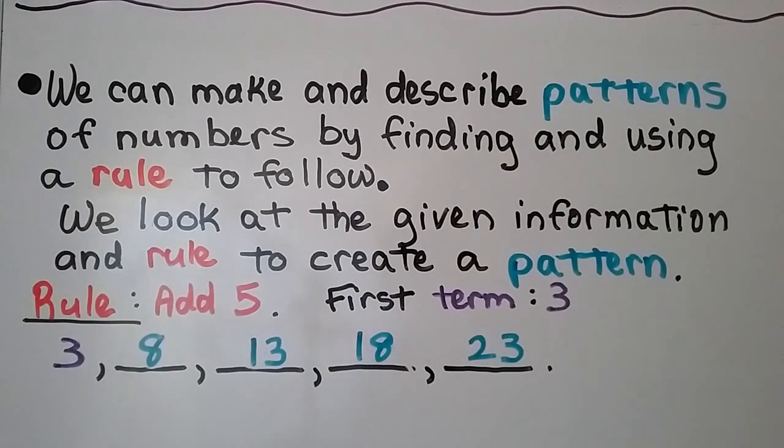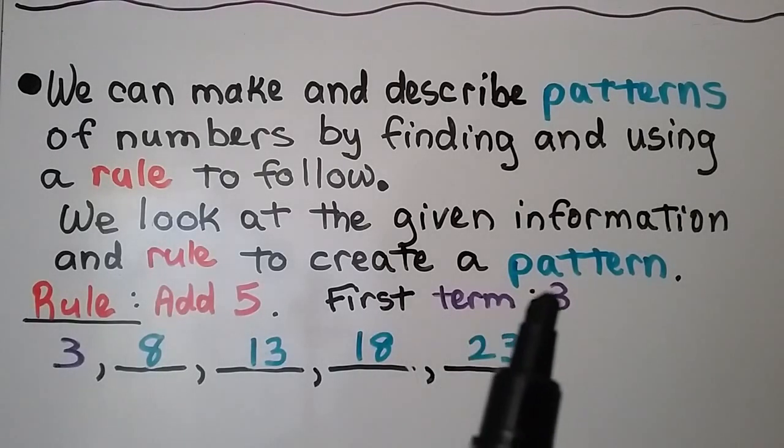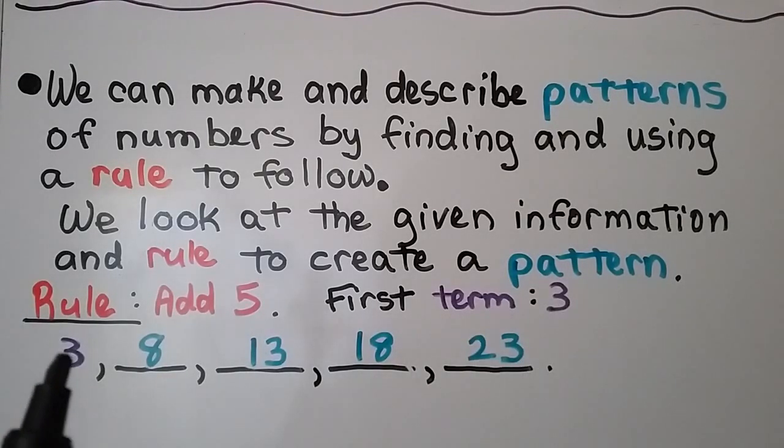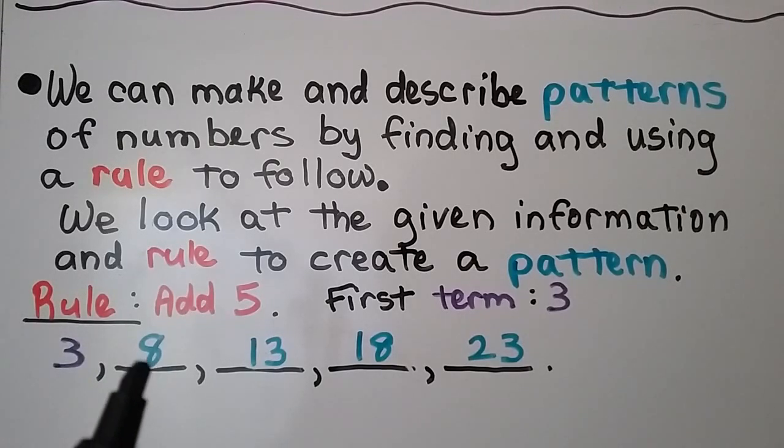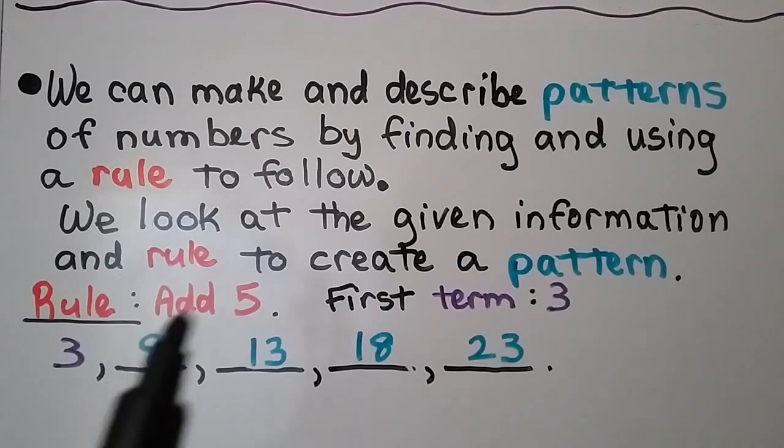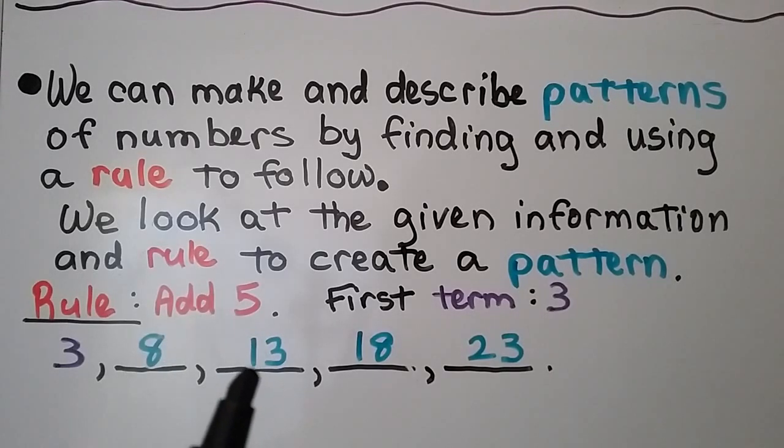The rule says add 5, and it's telling us that the first term of our pattern is a 3. So we start with a 3 and we add 5 to it. That makes an 8. We add 5 to the 8, we get 13. We add 5 to the 13, we get 18. We add 5 to the 18, and we get 23. We've made a pattern.